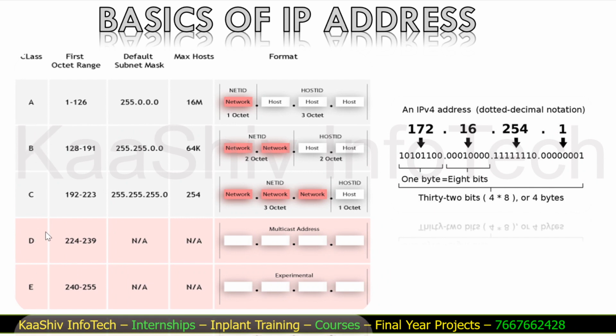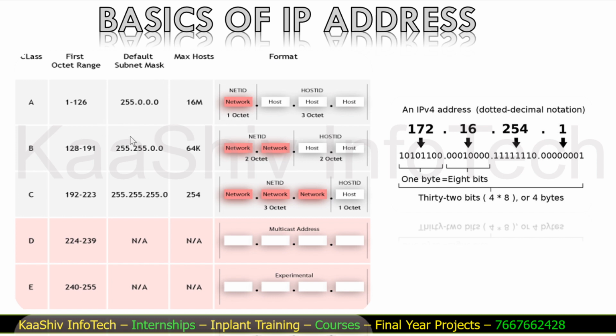B, C, D, E. If the first number is within 1 to 126, it is class A, and in these 4 numbers, this part will indicate the network ID, and the rest is called the host ID. I'll tell you all these details in my networking course. Don't worry, feel free to contact me. I'm ready to help you.